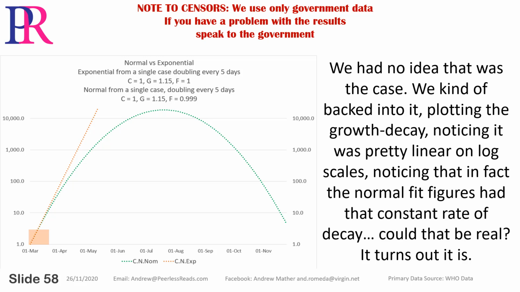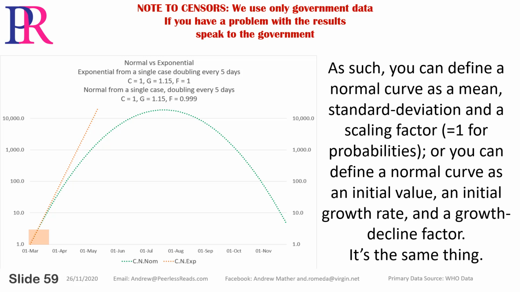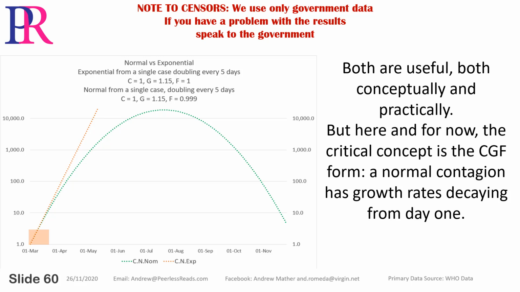We had no idea that was the case. We kind of backed into it, plotting the growth decay, noticing it was pretty linear on log scales, noticing that in fact the normal fit figures had that constant rate of decay. Could that be real? It turns out it is. As such, you can define a normal curve as a mean, standard deviation, and a scaling factor, 1 for probabilities, or you can define a normal curve as an initial value, an initial growth rate, and the growth decline factor. It's the same thing. Both are useful, both conceptually and practically, but here and for now, the critical concept is the CGF form. A normal contagion has growth rates decaying from day one.